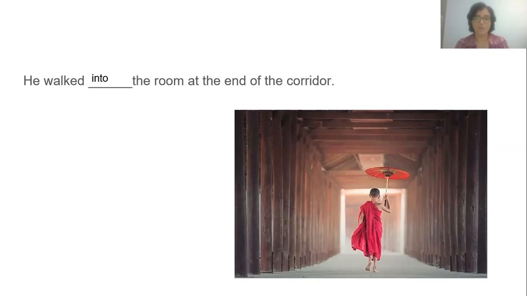Into, right? Because it's showing movement, and that is clearly visible in the picture. You can see him walking. He hasn't got there yet. He is still going towards the room, right? That's why you use the word into. I hope that you have understood everything that I have tried to explain. I hope that now you know exactly where to use these two words, these two prepositions, in and into. The basic difference between them is that in is used when something is at rest, into is used when there is movement.